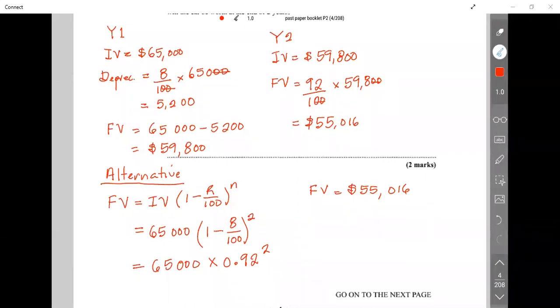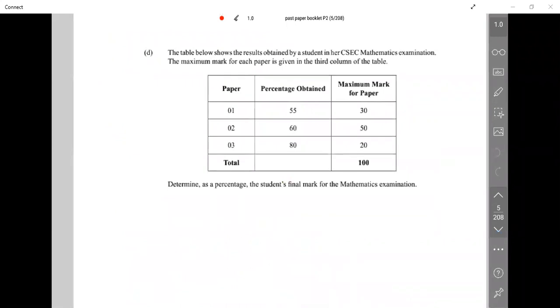All right, let's go to the last part of the question. So this is B, the absolute last part of the question. And B says, the table below shows the results obtained by a student in her CXC mathematics examination. The maximum mark for each paper is given in the third column of the table. Determine as a percentage the student's final mark for the mathematics examination.